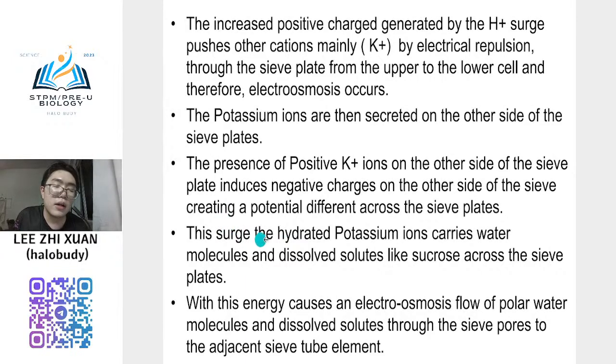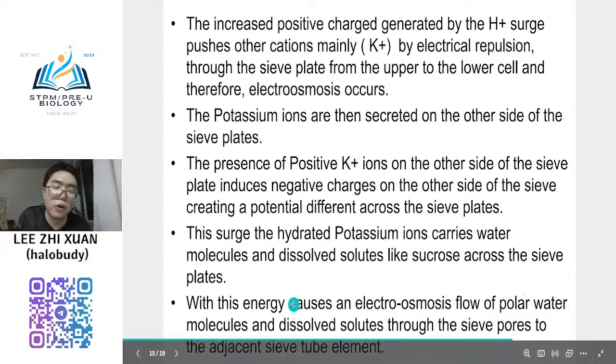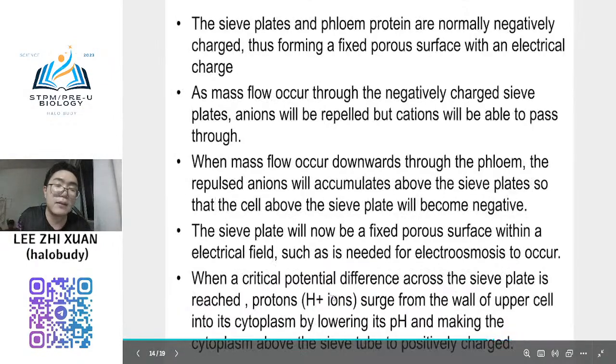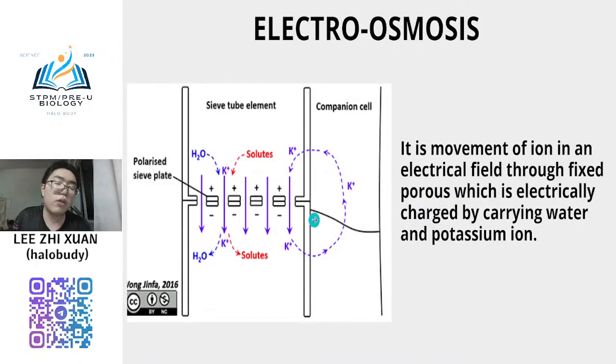So this shared hydrated potassium ion will carry water molecules and dissolved solute across the sieve tube. With the energy cost of electro-osmosis, polar water molecules and dissolved solute flow through the sieve pore to the adjacent sieve tube element. So this is the overall process of electro-osmosis. Normally it plays on the charge between the sieve tube elements. You will see here it plays on the charge only.